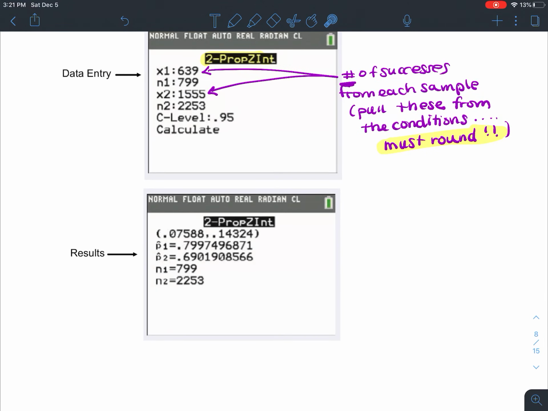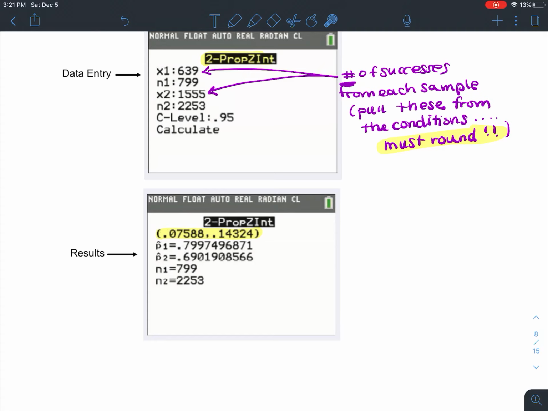Obviously, you would put 0.95 there, and then you would jump down and hit enter over top of the calculate button. The calculator screen will then spit out your confidence interval. Okay, so you can see right here is your confidence interval. It's reporting what your sample proportions were, which we knew to be roughly 80% and 69%, and it spits back to you the sample size.